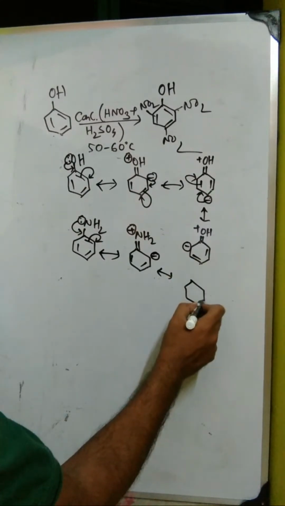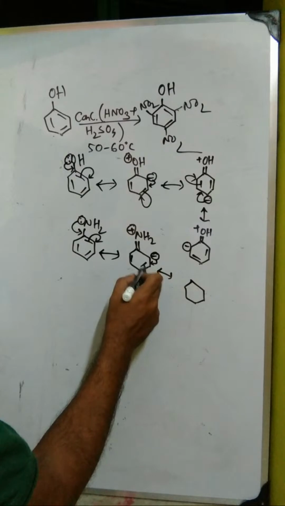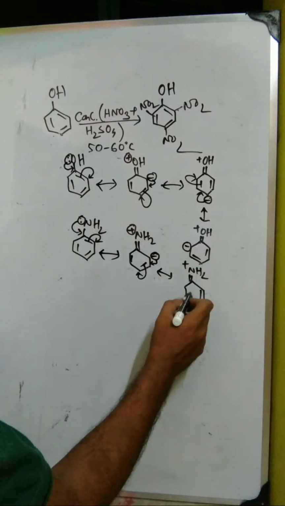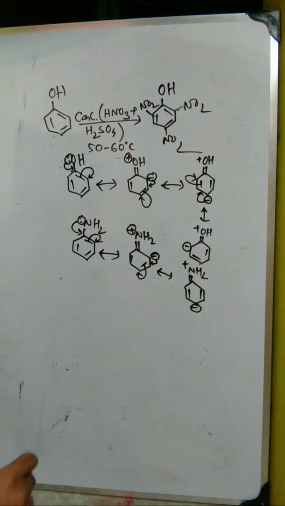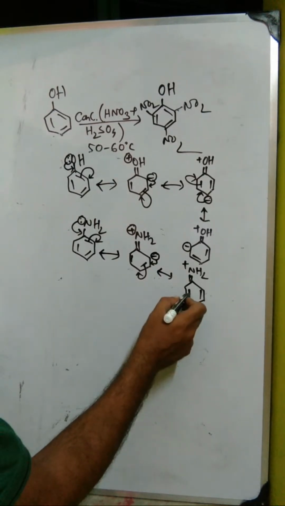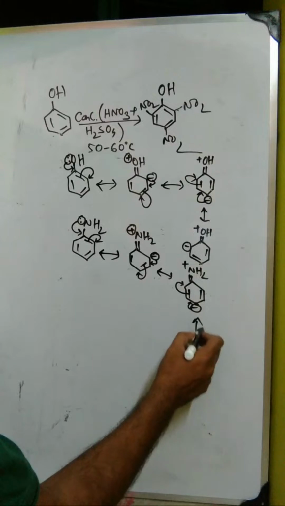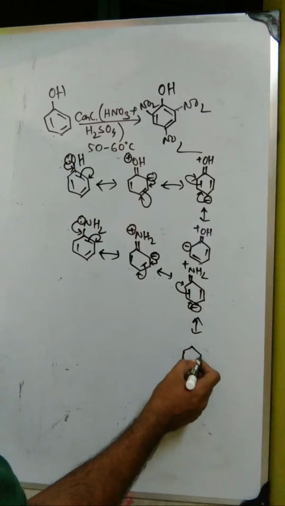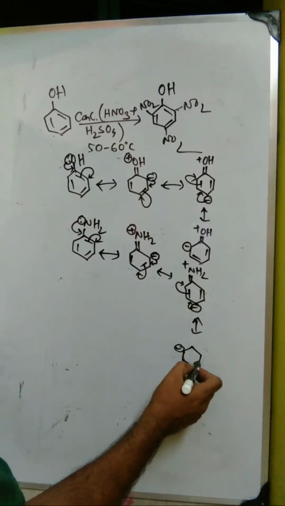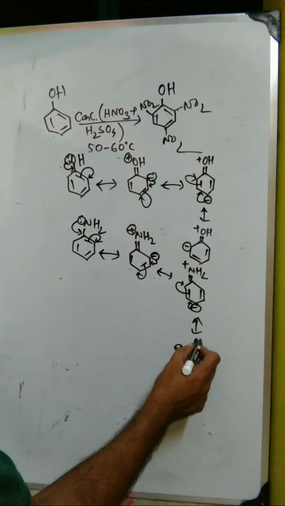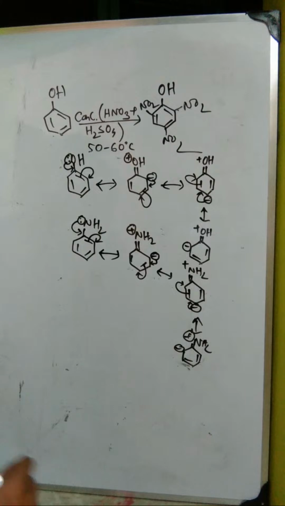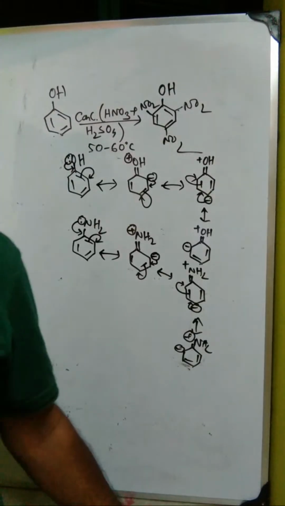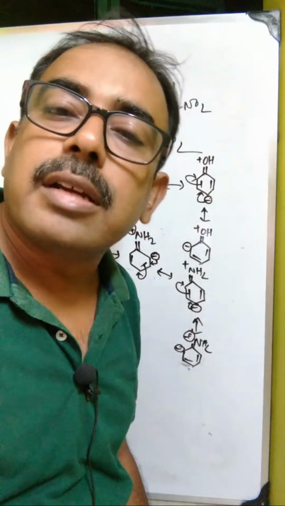So a negative charge is here, double bond. What will be the next resonating structure? Double bond, negative charge, NH2 plus. And the next: double bond, negative charge. So this is the next: negative charge, double bond, NH2 plus. Now you can also see that in the ortho, para and ortho dash, these three positions, a negative charge is concentrated.